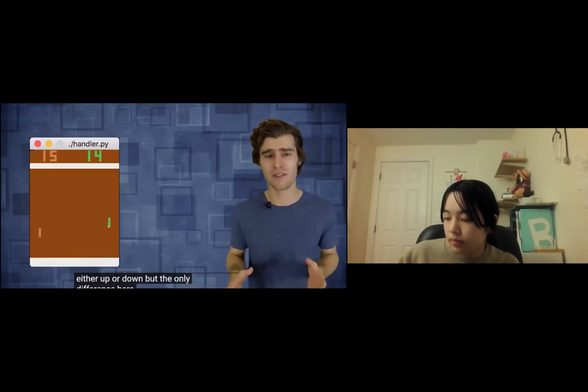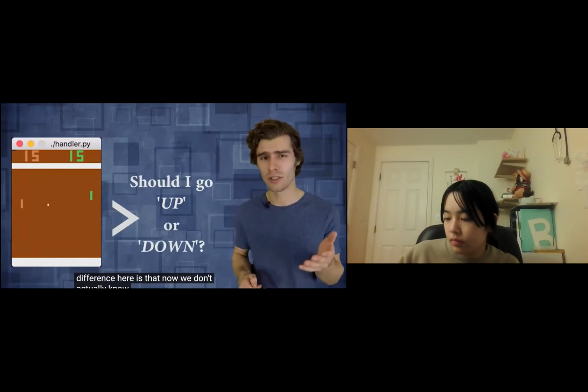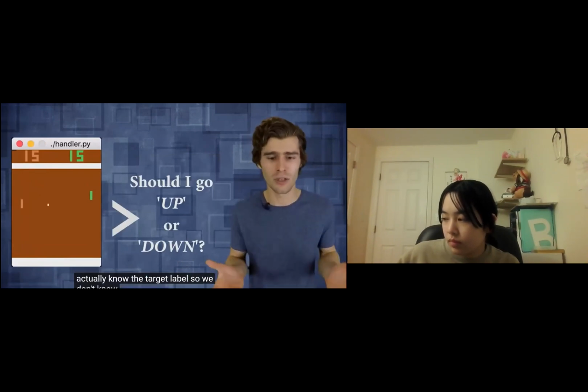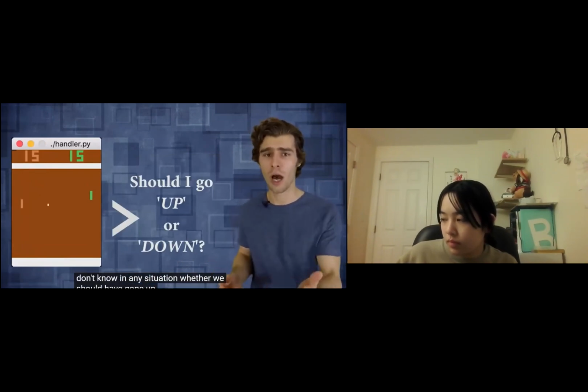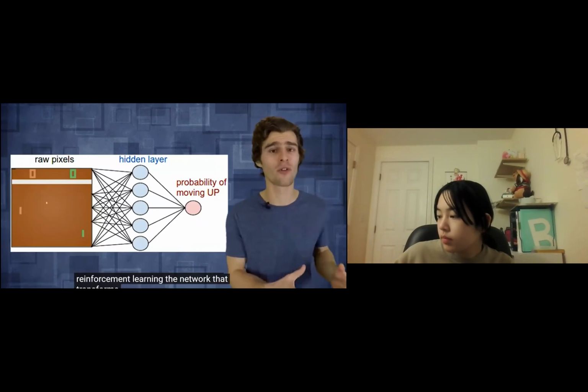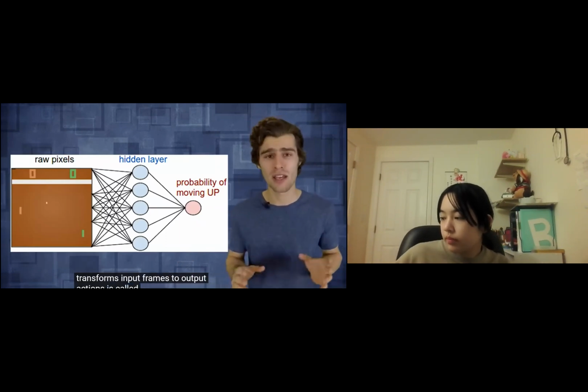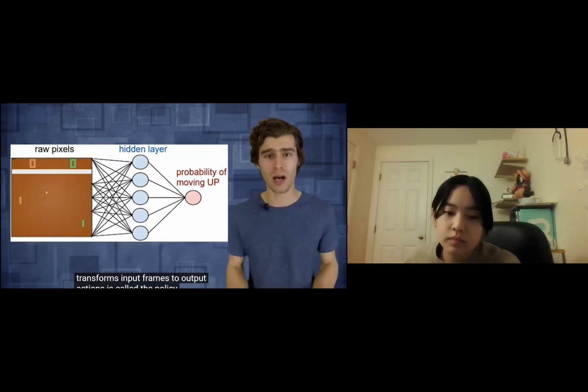But the only difference here is that now we don't actually know the target label. So we don't know in any situation whether we should have gone up or down because we don't have a data set to train on. And in reinforcement learning, the network that transforms input frames to output actions is called the policy network. Now, one of the simplest ways to train a policy network is a method called policy gradient.